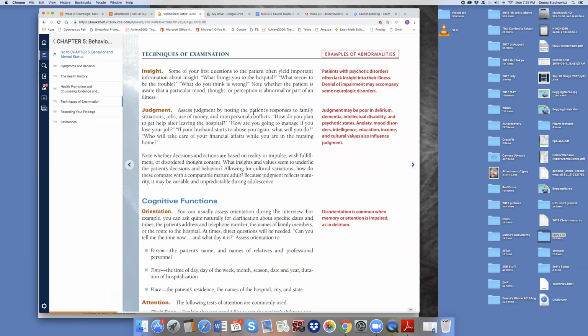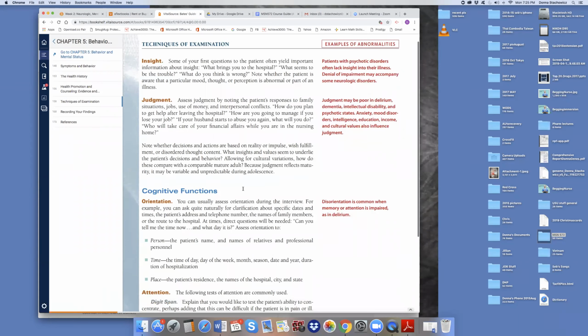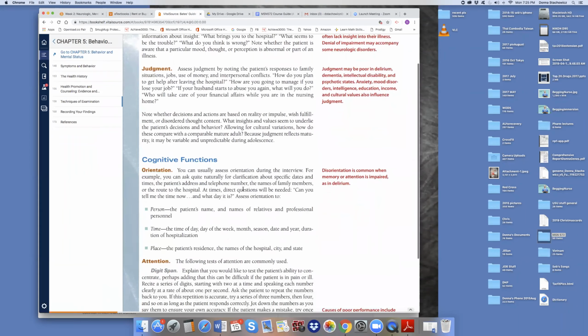So here's a little thing about judgment. You could ask your patient, how do you plan to get help after leaving the hospital? Or if you have a patient seen outpatient, how are you going to manage if you lose your job? A good question to ask too for judgment and reasoning, if you're assessing an elderly patient and you're worried about dementia, is what would you do if you were walking by a house and it was on fire? And of course, you're looking for the patient to answer something logical like, I would call 911 or I would try to go get help.